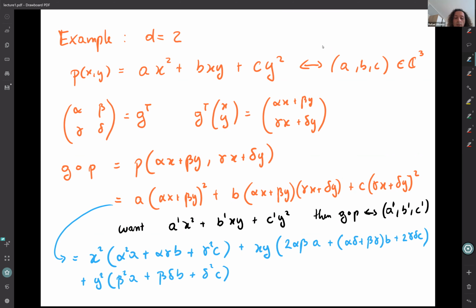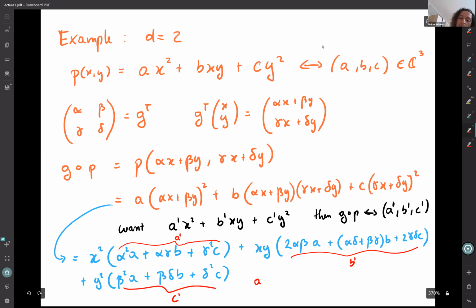So now we know that this first term here is A prime, the second term is B prime, and the third term is C prime. And note that A prime, B prime, and C prime are linear functions of A, B, and C. So this action is linear. Okay, so this is the example that we just discussed.